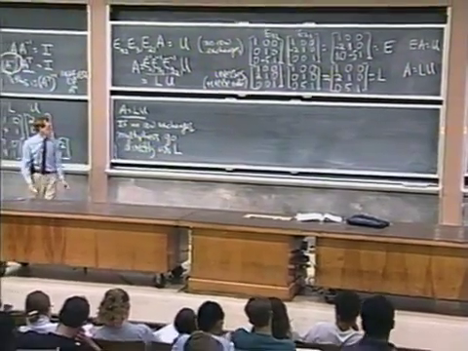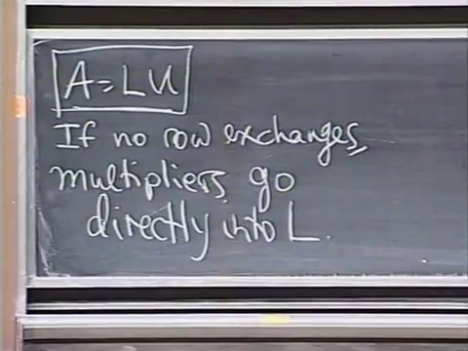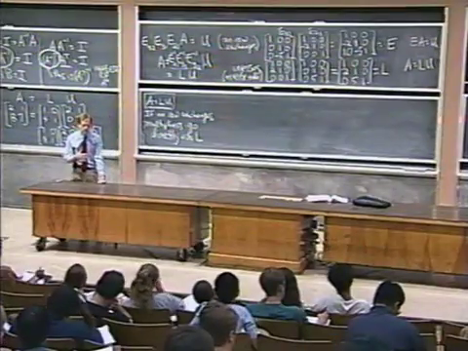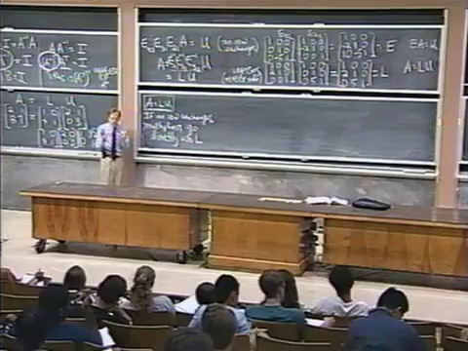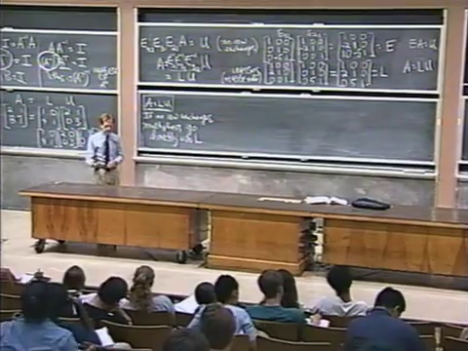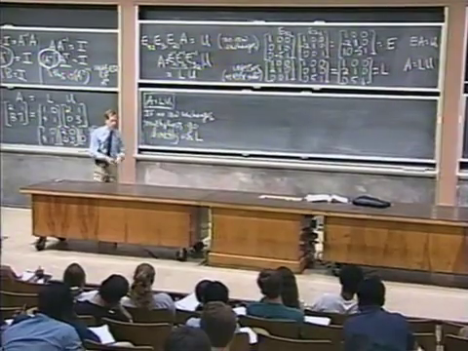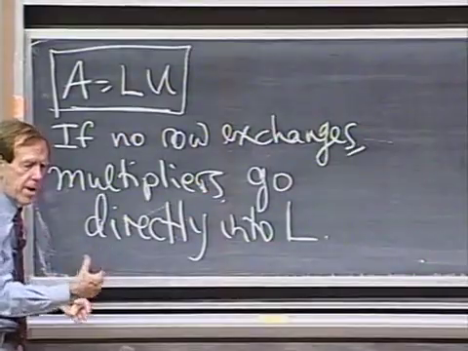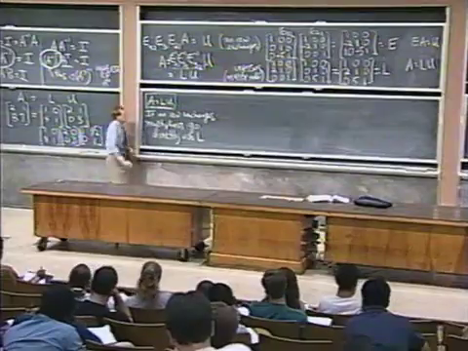This is the way to look at elimination. You go through the elimination steps, and actually, if you do it right, you can throw away A as you create L and U. When you've finished with row 2 of A, you've created a new row 2 of U, which you have to save, and you've created the multipliers that you used, which you have to save, and then you can forget A, because it's all there in L and U.